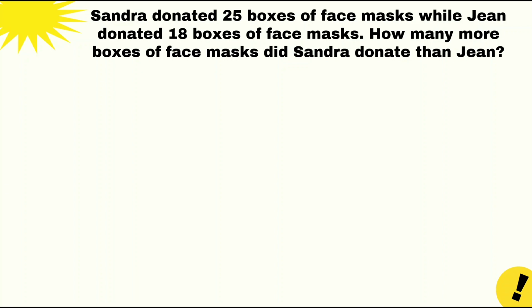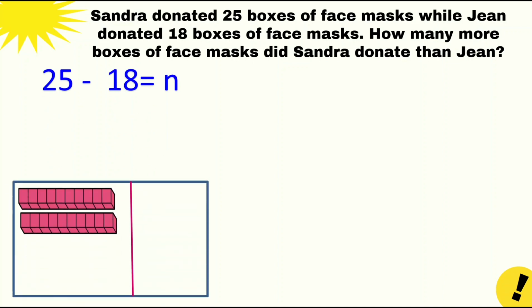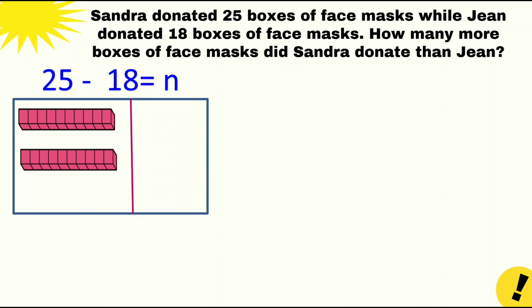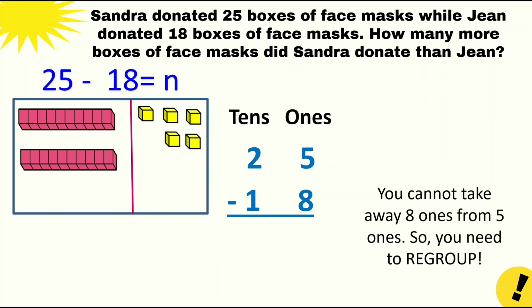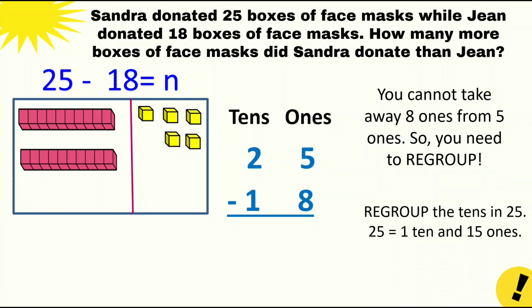Alright, so let's write the number sentence. The subtraction equation, 25 minus 18 equals n. So let's represent 25. 25 means 2 tens and then 5 ones. Let's write that in vertical form. And then ask yourself, can I subtract 8 from 5? No, right? Because 8 is more than 5. Remember, more on the floor. Go next door. So you need to borrow from the tens. Alright, so your 25 now will become 1 ten and 15 ones.